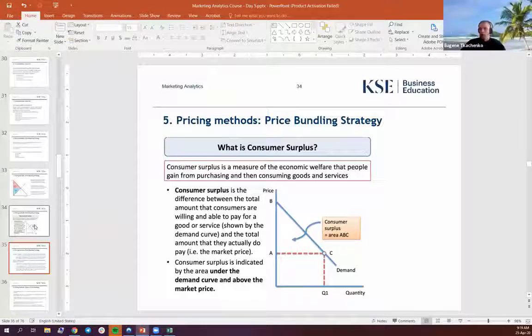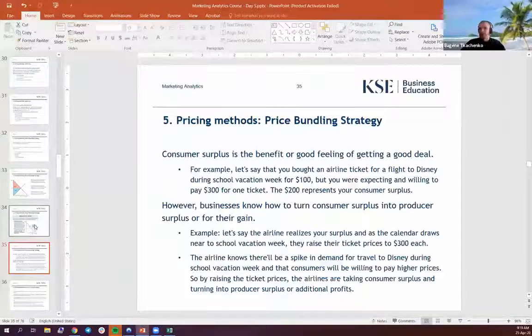But what in fact is consumer surplus and how does it work? It's not only about small items like pants or any sort of physical goods. No, it works also for companies. And the reason for that is simple. So for example, we are picking a very easy example of Disney trips to Disneyland.